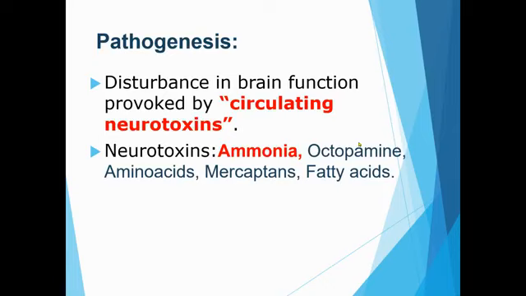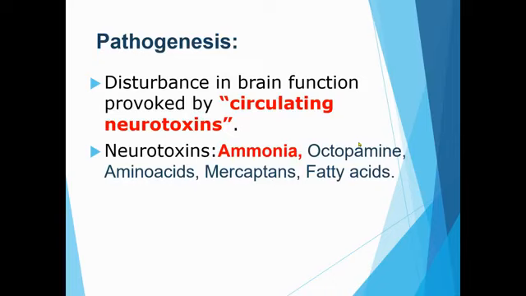Hepatic encephalopathy is where the brain itself has no intrinsic disease but is unable to perform due to hepatic failure. Here you will find that there is disturbance in brain function provoked by circulating neurotoxins. Normally in our body, these neurotoxins are also produced, but our liver can detoxify them. But in a case of cirrhosis of liver, a cirrhotic liver cannot detoxify those neurotoxins. So this blood goes to the brain and causes hepatic encephalopathy.